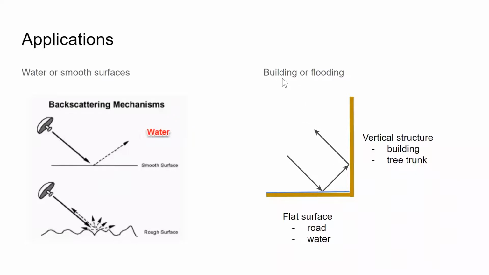This also happens in urban environments where you have lots of buildings, or if you have trees standing in water. Anything that gives you that rigid right angle might lead to an increased radar signal. So if you look at radar signal over a city, you see lots of bright pixels, and that's because of this effect. So that can also be used to detect flooding in urban areas, for example.